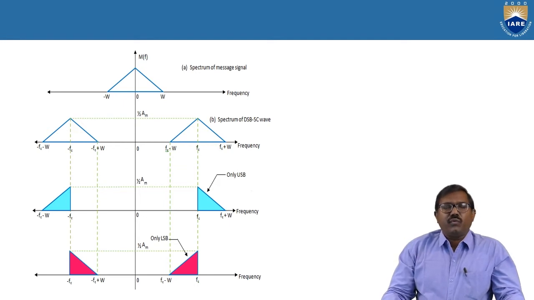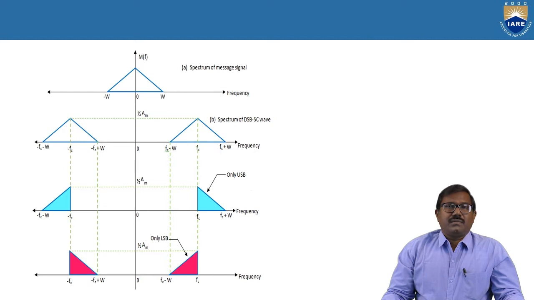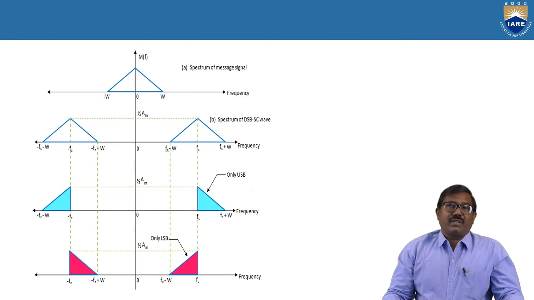So you can say half of the transmission bandwidth is necessary for the transmission of SSB. DSB-SC or standard AM utilizes a bandwidth equal to 2fm. But in SSB it is half, that is fm, because we are transmitting only one sideband, either the upper or the lower. So the transmission bandwidth is reduced to half when compared with standard AM or DSB-SC.